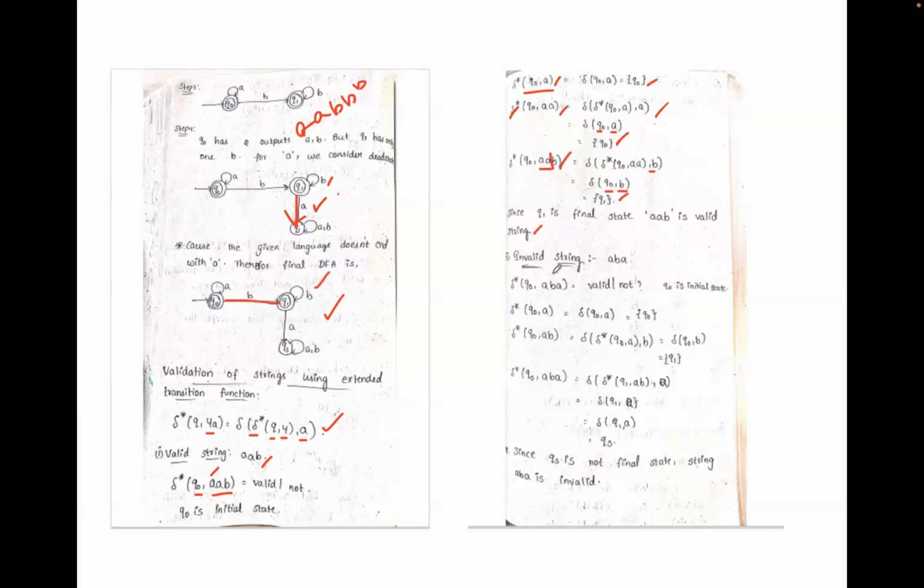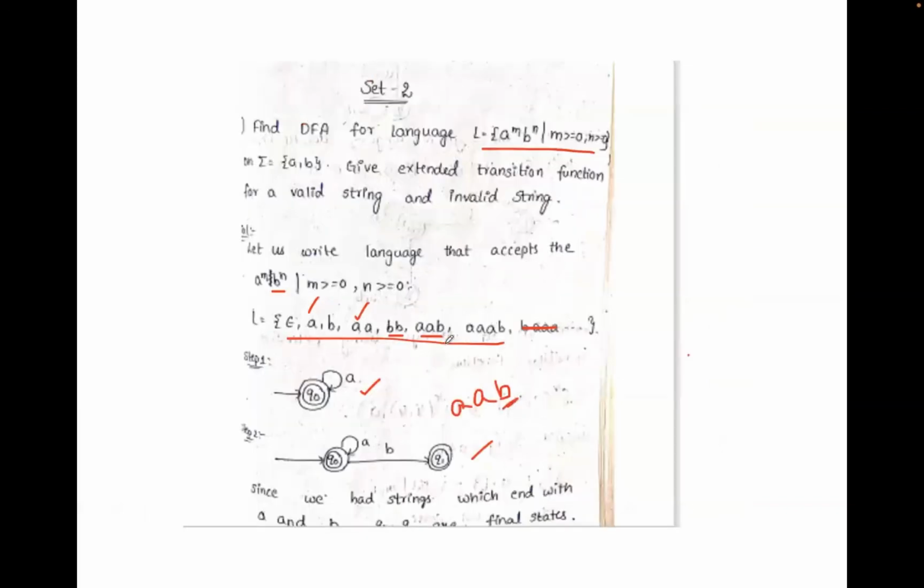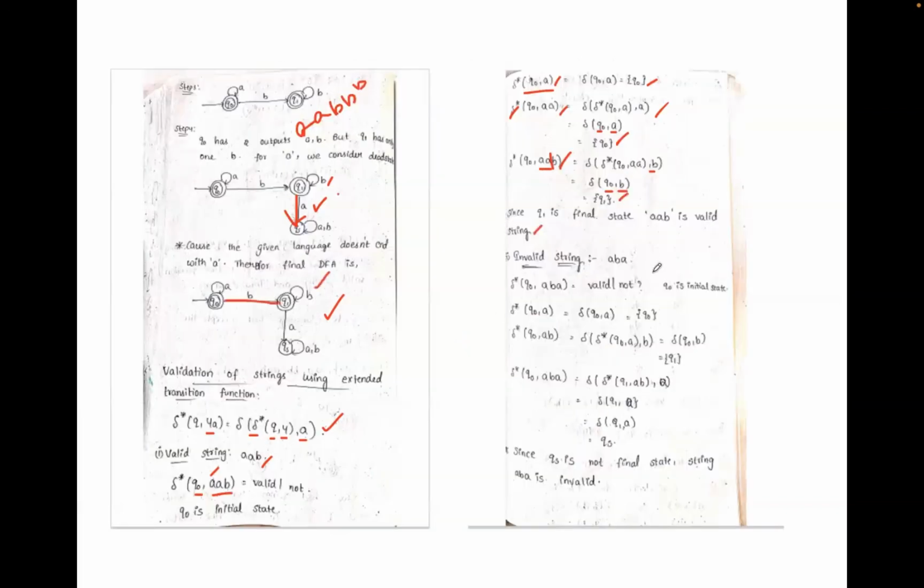Now take an invalid string which does not belong to the language. ABA: here the string ends with A, so that is not a valid one. I'm taking this and following the same process. First take one input symbol, then apply on two, then apply on all three input symbols. Here we got the value QD, a dead state. QD or QS, you can take anything. This is not a final state. This is a dead state. So we can say that this string is invalid, or it is rejected by the automata.